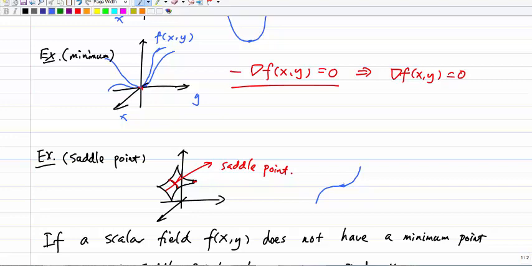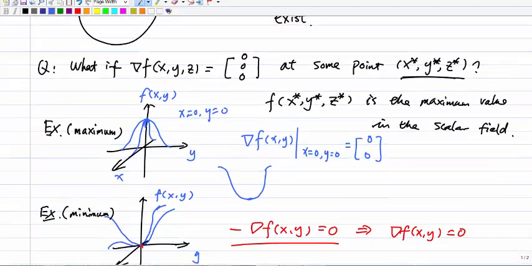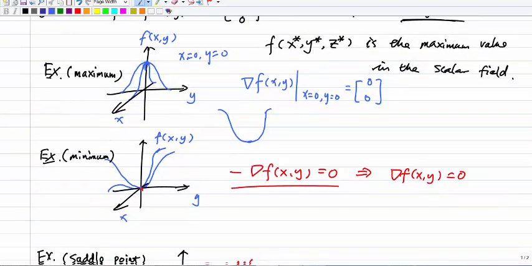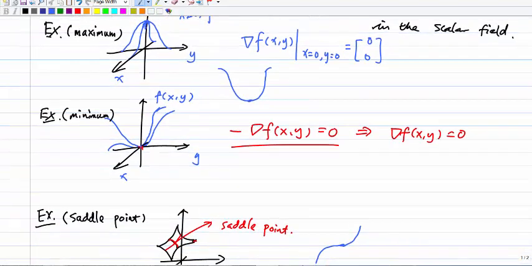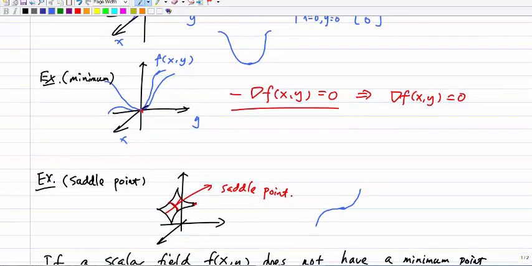Okay. So there are three cases that give you a zero gradient, which means the gradient will be (0, 0, 0): if your point gives the maximum value of the scalar field, or gives the minimum value of the scalar field, or is a saddle point of the scalar field.